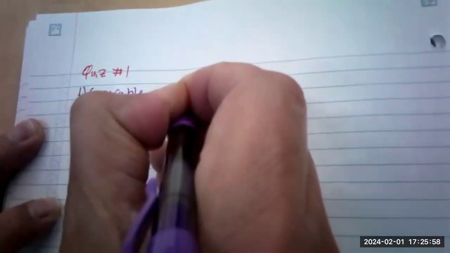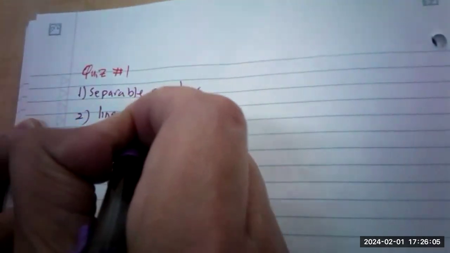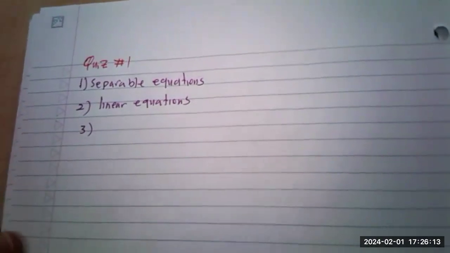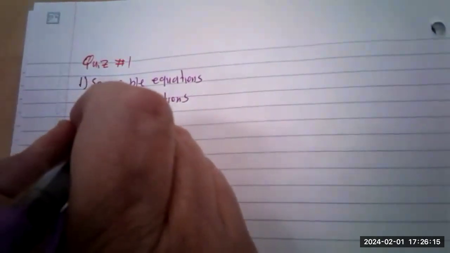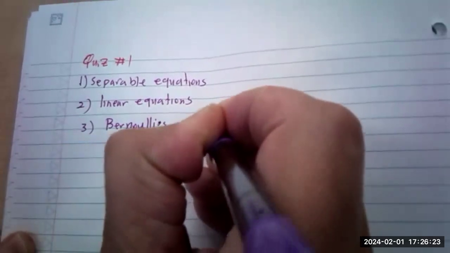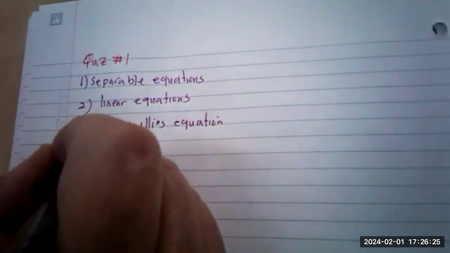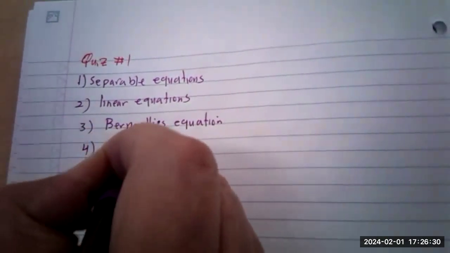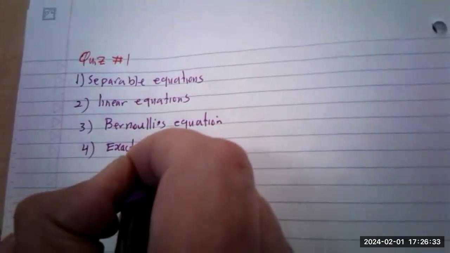Next one is a linear equation. Linear equation. The third one is Bernoulli equation. Bernoulli's equation. The fourth one is going to be exact equation. We ask you to prove that this is going to be exact and just find it, exact equation.